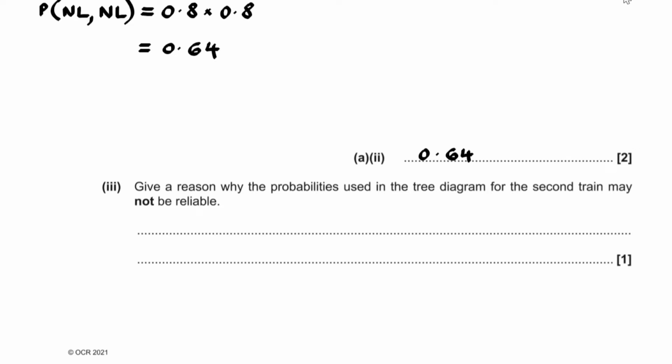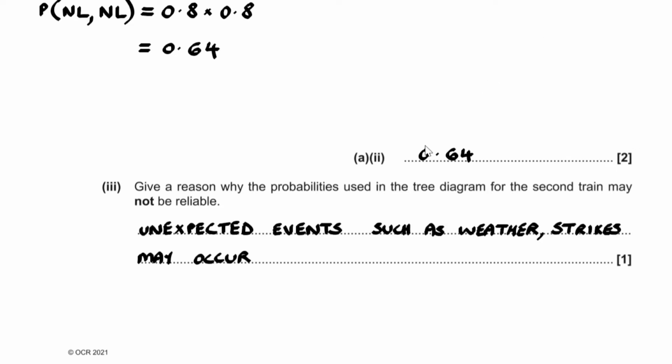Next, give a reason why the probabilities used in the tree diagram for the second train may not be reliable. Well, unexpected events such as weather or strikes may occur, which may change the probability.